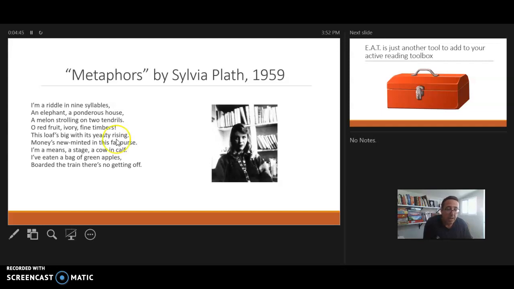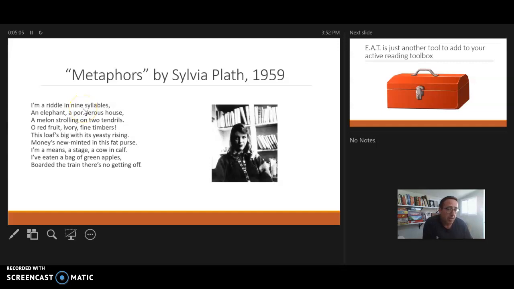So maybe you have an idea what the poem is about. I've eaten a bag of green apples. That's an old wives' tale, so I wouldn't expect you to pick up on that. Boarded the train, there's no getting off. So kind of a fatalistic ending line. So hopefully you're putting together these metaphors, thinking about this symbolism of 9. Why is 9 so important?